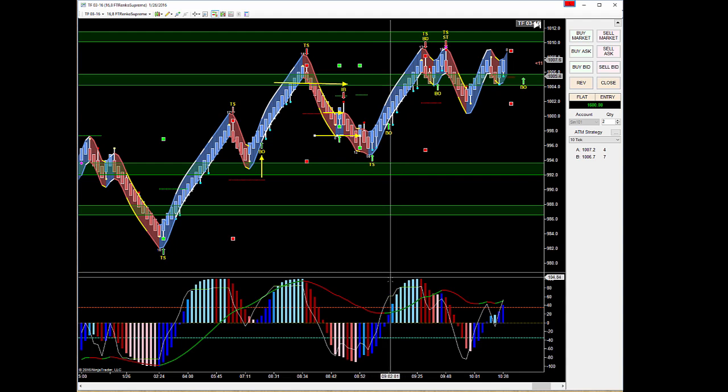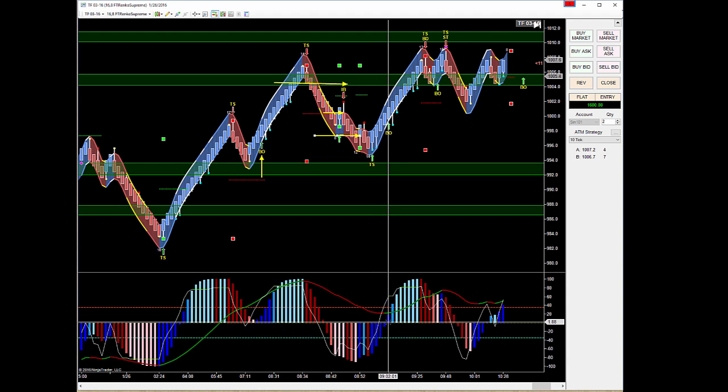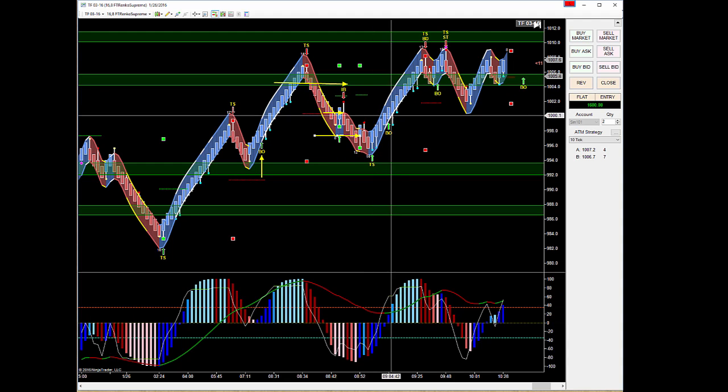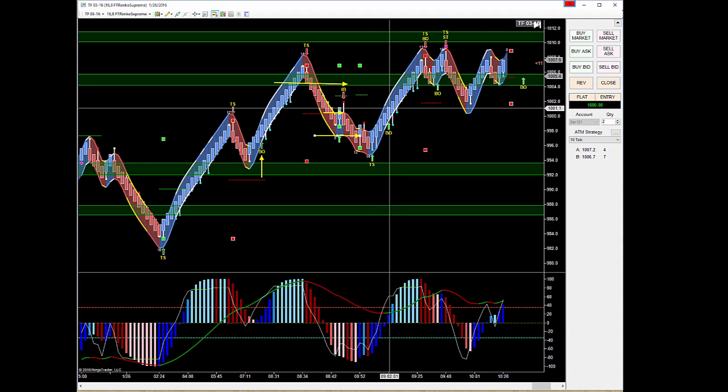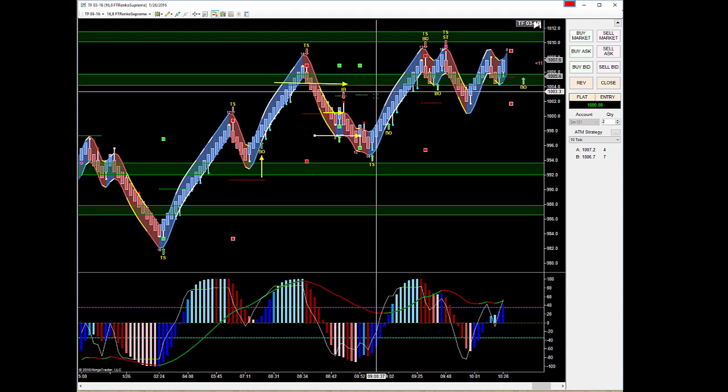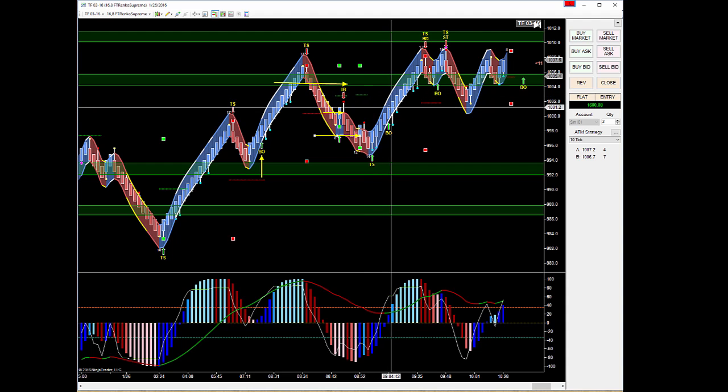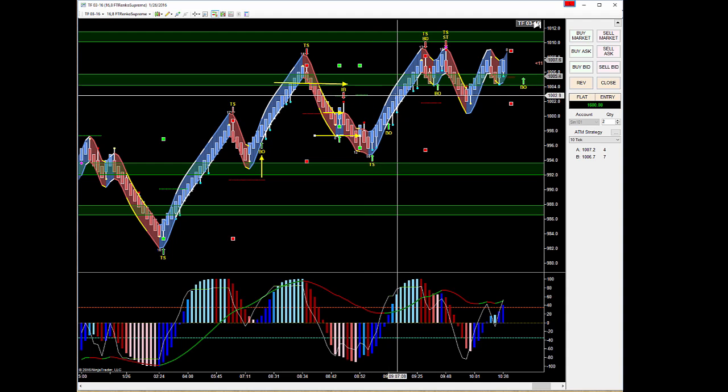And we look down here, and sure enough, now we're turning green on the fast line. We have the dark blue histogram bar, and we have an entry. The 50% target is this right here. So we're looking at 2 bars. So you'd be looking at about 15 ticks with slippage, and that's another $300.